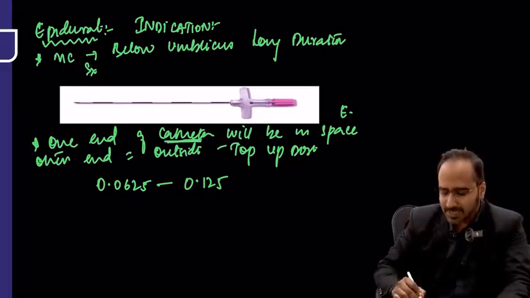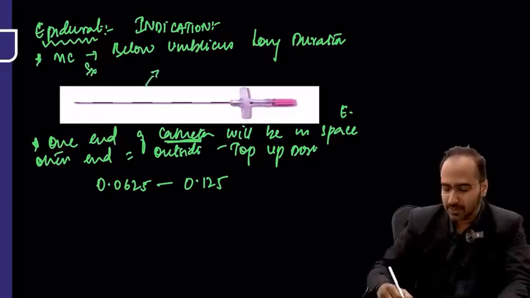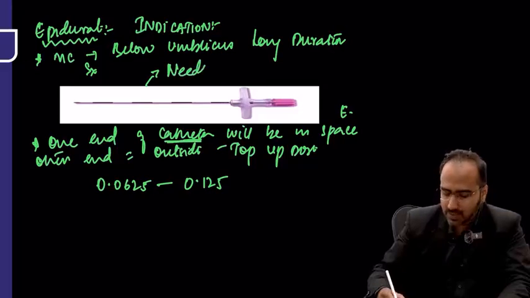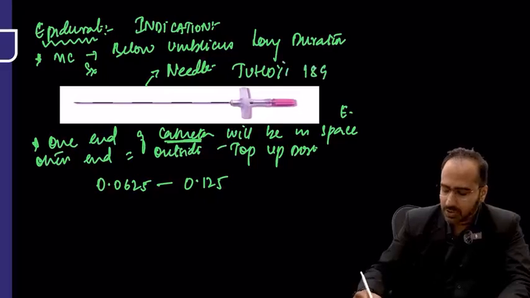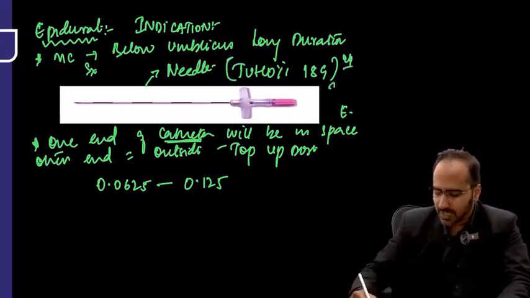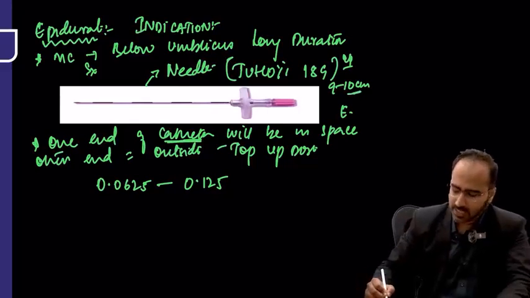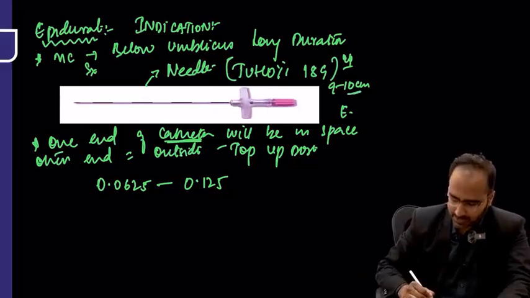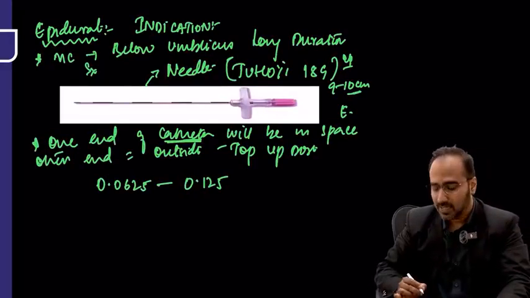Okay. In epidural anesthesia, guys, the needle that we use, this is the needle that we commonly use. The needle that we use in epidural anesthesia is Tuohy's epidural needle. Tuohy's 18 gauge epidural needle. The length of the needle is 9 to 10 centimeters. Okay. Tuohy's epidural needle. Right. What else we need to remember about this epidural anesthesia?